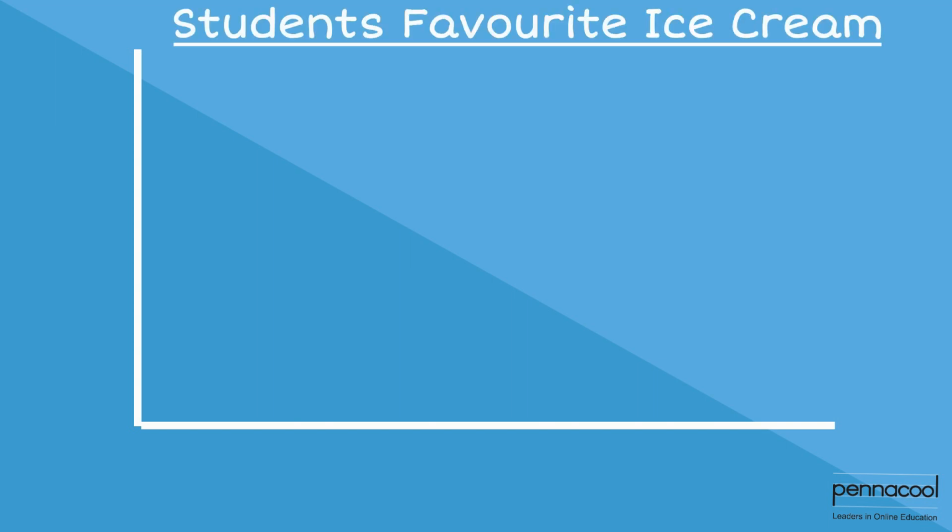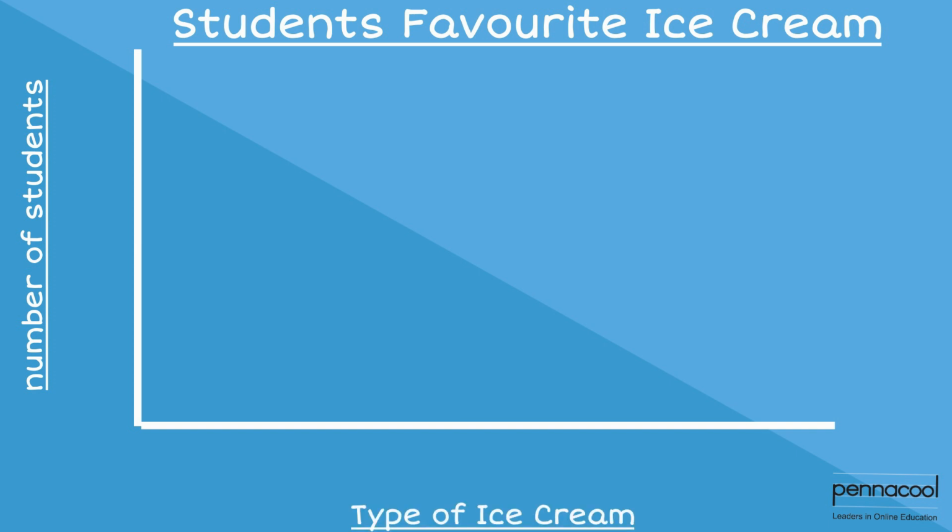First, she has to put a title on the top of her bar graph. She names it Students' Favorite Ice Cream. The height of the bar graph represents the number of children in each category. The width of the bar graph is used to represent the different flavors of ice cream.